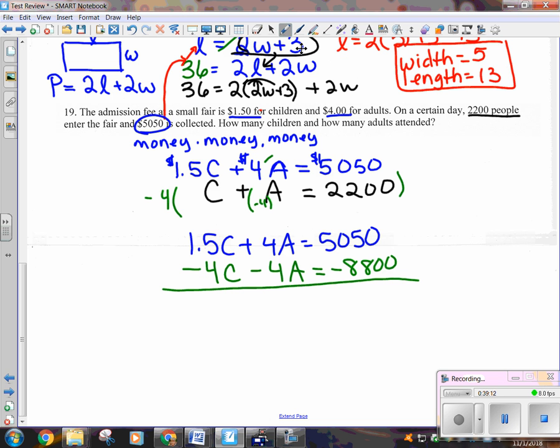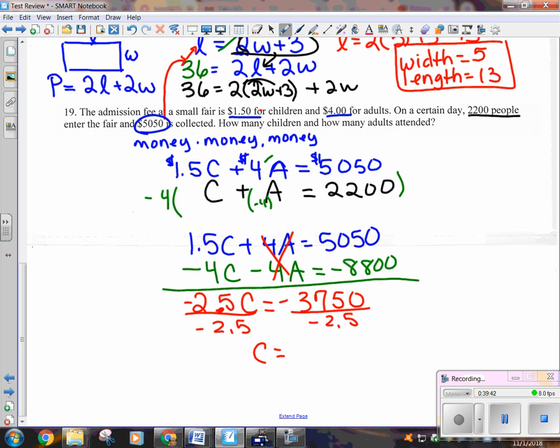Okay, $1.50 minus 4. That would end up giving me negative 2.5c. Okay, my a's canceled. And 5,050 subtract 8,800. Okay, it's going to end up being negative. And when you subtract, you end up getting 37 and 50. 3750. Now I'm going to divide by negative 2.5. That's the beauty of having a calculator. You can do these decimals for us.